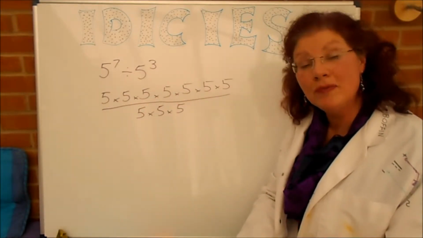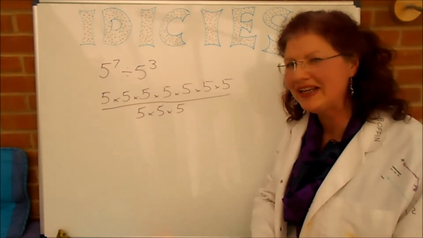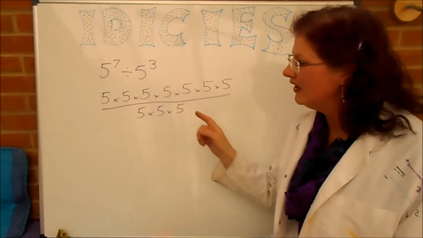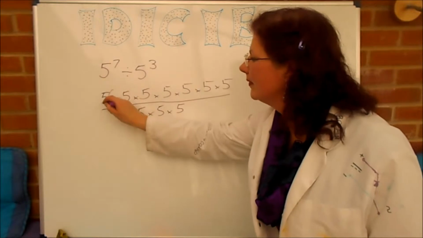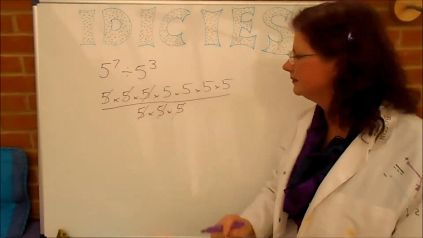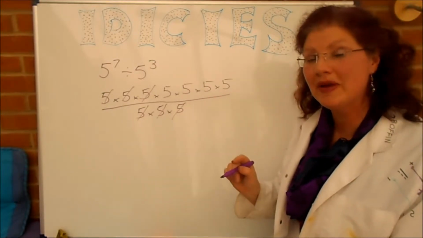There. You remember that every divide sum can be written as a fraction, and that shows up quite nicely what we're going to do here. We've got 5 to the power 7 on the top and 5 to the power 3 on the bottom. And as you can see, some of them cancel. And what we're left with is 5 to the power 4.